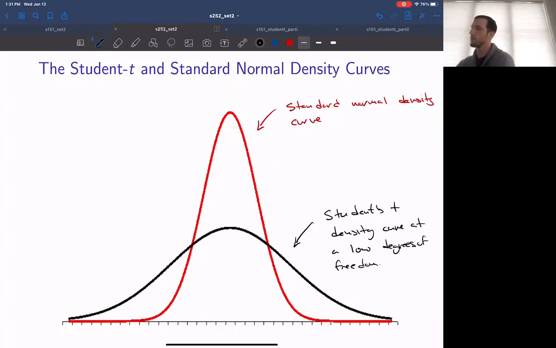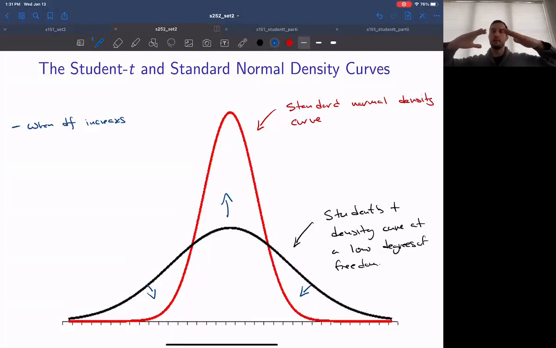So when the DF increases, we have an increase in the peak and a decrease in the tails. Okay, so as our degrees of freedom gets larger and larger, the t curve essentially pushes inward such that the peak would increase and the tails would come in, and it will grow to match the standard normal curve.